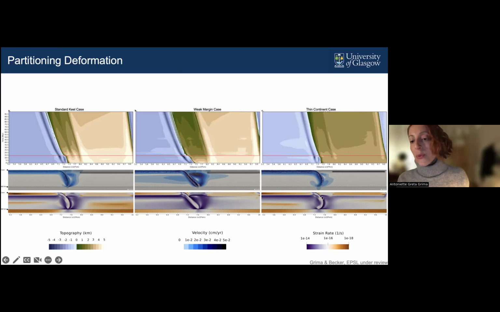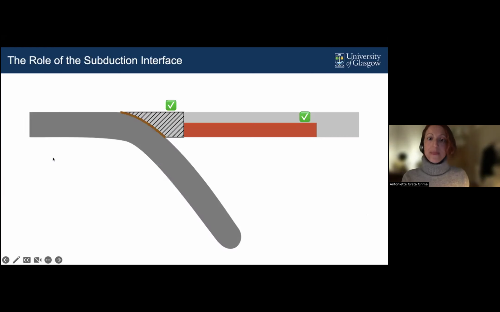And this means that we do not have this strain rate localization within the continental margin, and therefore we do not have this extension and this subsidence in our topography, which we see in the previous 2 cases.